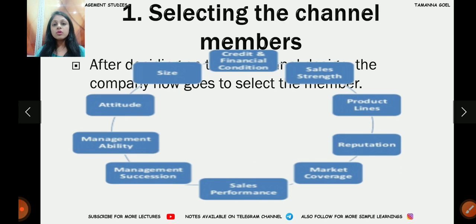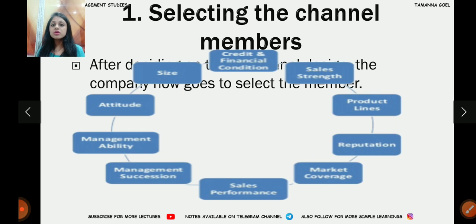All right. First of all, what are their financial conditions? Like the wholesaler that I want to select, how much purchase can he do with me? How much credit facility can he give me? What is his financial strength? What is his sales strength? How much of the market does that wholesaler have? How many product lines does he have? Is he selling my competitor's product? What kind of product is he selling? What is his reputation in the market? What is his market coverage? What has been his sales performance? How is the management working? What is the ability of the management? What is the attitude of that person? How large is that firm? Whatever wholesaler or agent I'm selecting, how good is that person? These are the various criteria on the basis of which the company will select the channel members.